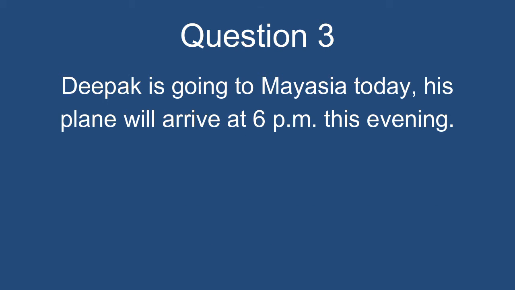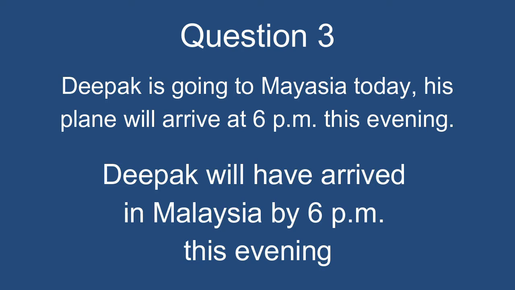Question 3. Deepak is going to Malaysia today. His plane will arrive at 6 p.m. this evening. Future perfect: Deepak will have arrived in Malaysia by 6 p.m. this evening. How about this? By December 2021, I will have been married for 5 years. The storm will have passed by 6 o'clock. My mum will have cooked my favourite meal by 3 p.m.